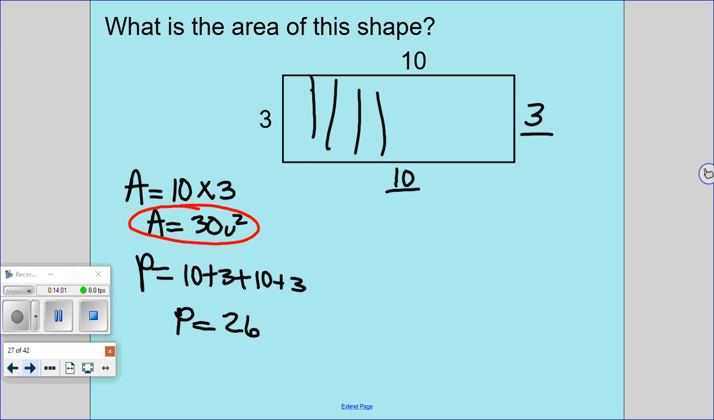Exactly. It's because they're measuring different things. That's really all it is. They're measuring different things. Perimeter measures the outside, and area measures the inside. Just because they are measuring different things is why I can have shapes that have the same area on the inside.